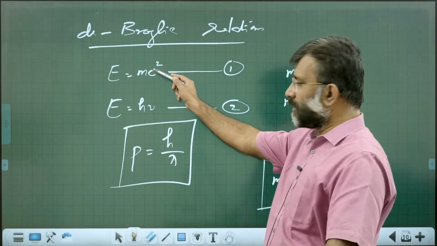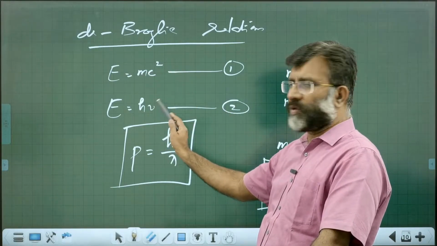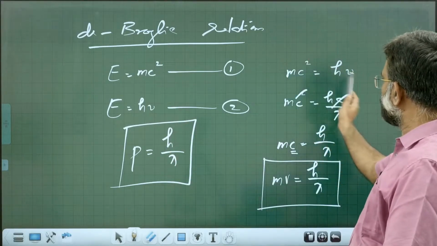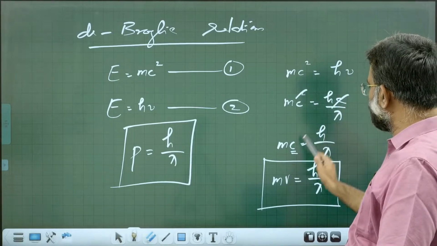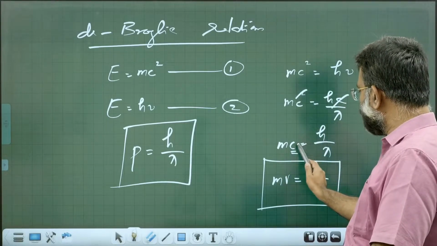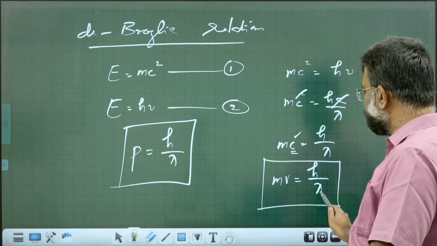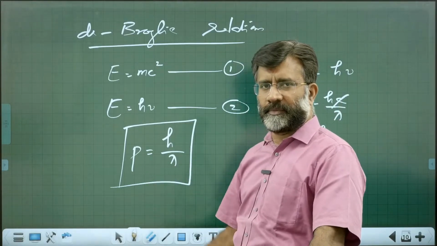This is corpuscular particle nature, E is equal to mc square. This is quantum theory, E is equal to h nu. Suppose we are equating the two, mc square is equal to h nu, mc square is equal to hc by lambda, c getting cancelled, mc is equal to h by lambda, and c replaced with the velocity of microscopic particles, mv equal to h by lambda. mv means momentum is equal to h by lambda. This is the de Broglie relation.